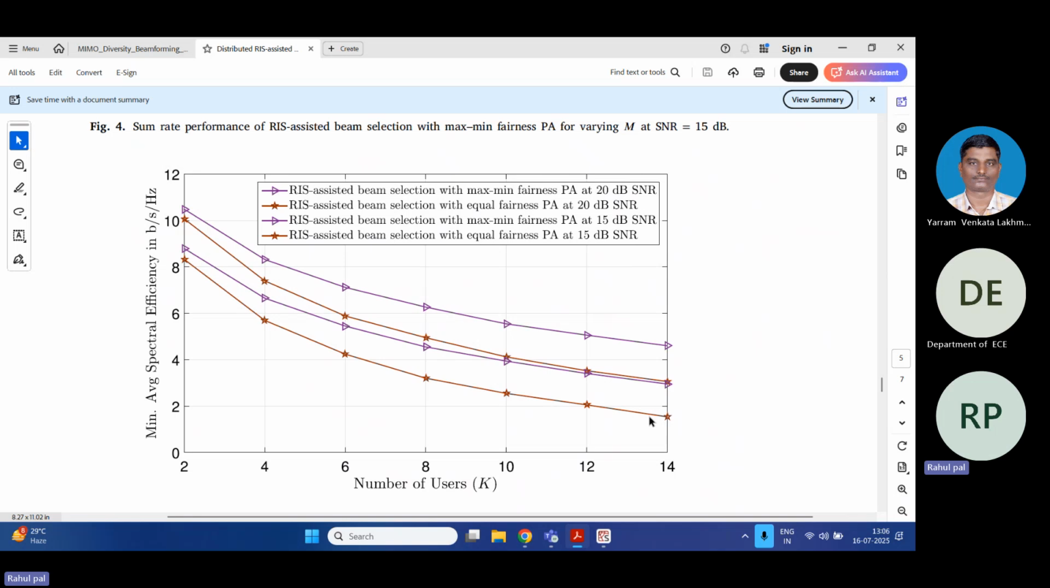So by putting this constraint, we can see the results. This is for the minimum average spectral efficiency, which means it is for the worst user, whose channel is not always very good. But still the user is getting sufficient data compared to the full power case. So this is the concept of the max-min fairness algorithm. This is from my side.